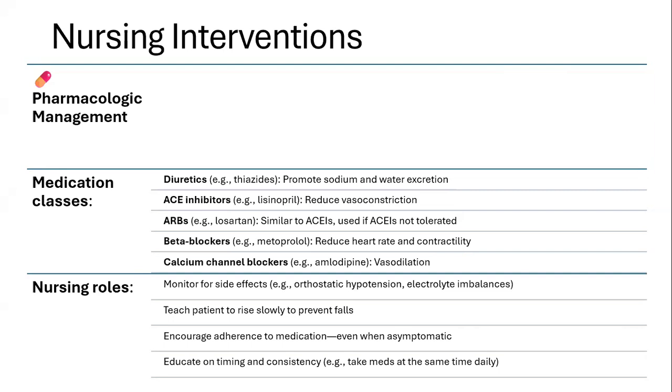As I said before, it's really important for patients to take their antihypertensives regularly based on the prescribed medication that doctors give. And I've also stated before the medication classes, such as diuretics to promote sodium and water excretion; ACE inhibitors, every drug that ends with pril, to reduce vasoconstriction; ARBs, which are similar to ACEIs and used if ACEIs are not tolerated; beta blockers to reduce heart rate and contractility; and also calcium channel blockers for vasodilation.